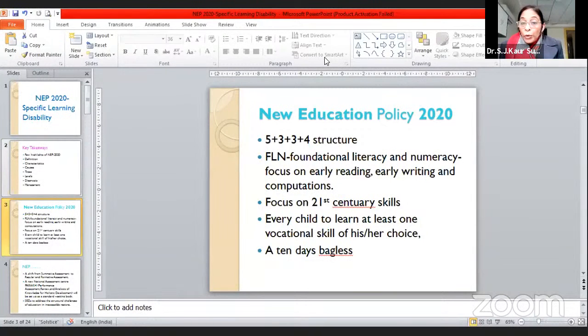The second is FLN, Foundational Literacy and Numeracy. The focus is on early reading, early writing and computations. FLN is very important, and it will be from nursery to class 2, especially in classes 1 and 2.